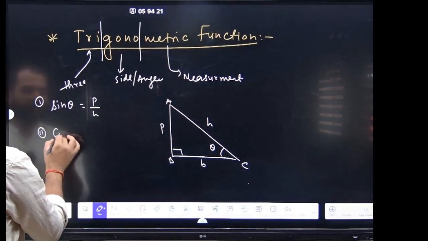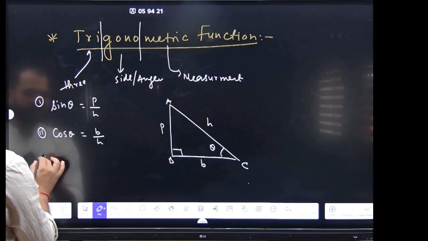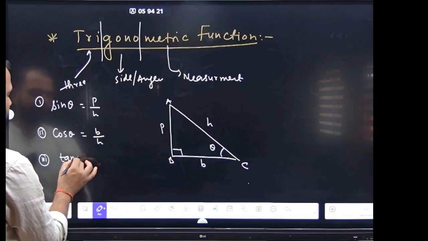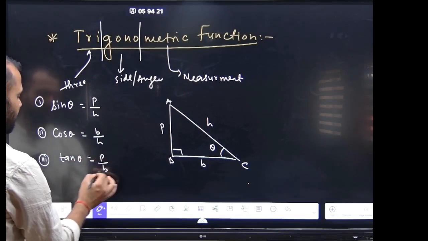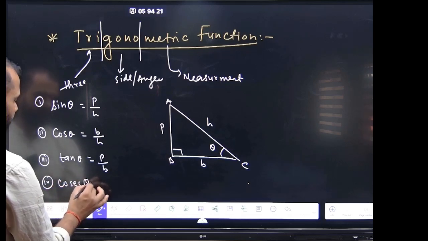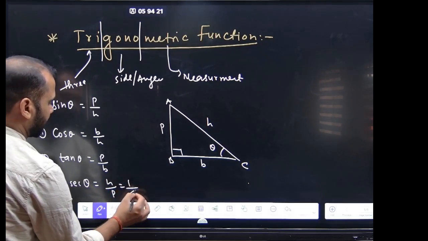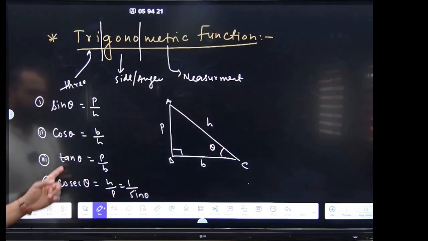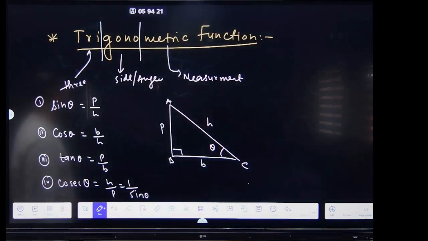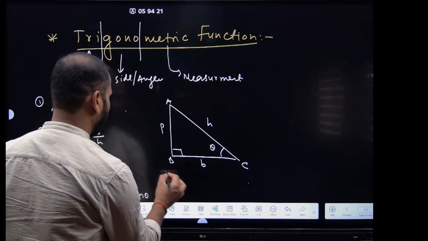Second, what is cos theta? Base upon hypotenuse. Tan theta, P by B, right? Then cosecant theta, hypotenuse by P, or I can write 1 by sine theta, correct? Similarly, we can write secant theta and cot theta. These are nothing but direction cosine. What is the name of this? Direction ratios, not cosine. Direction ratios.